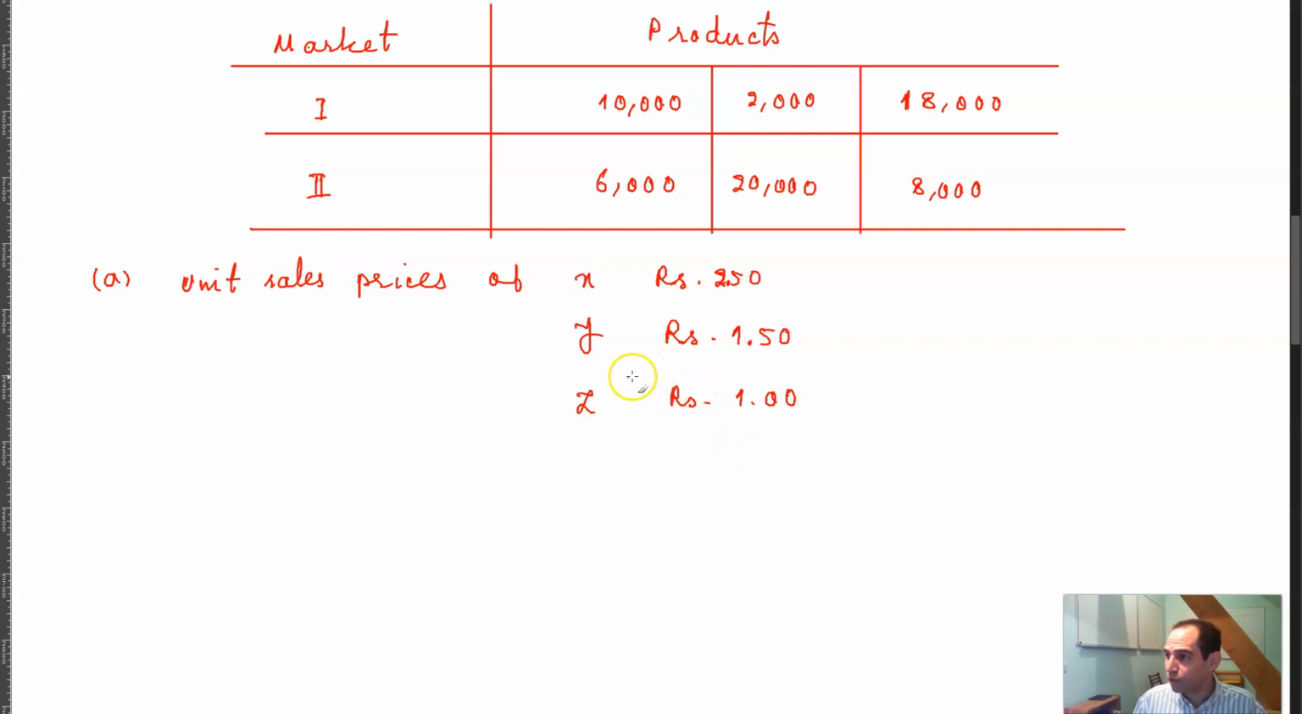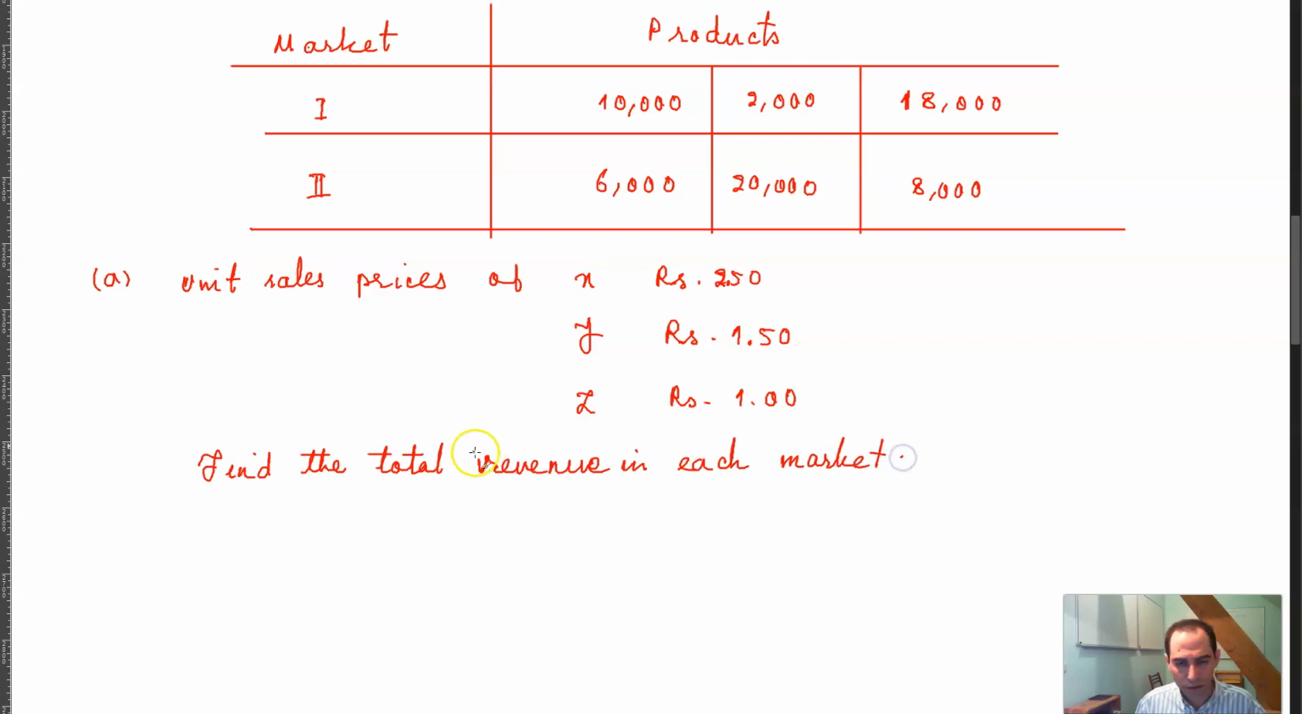Find the total revenue in each market with the help of matrix algebra. You want to find the total revenue in each market. That means that you don't want the revenues of the two markets to be added together, but you want them to be reported separately, right?